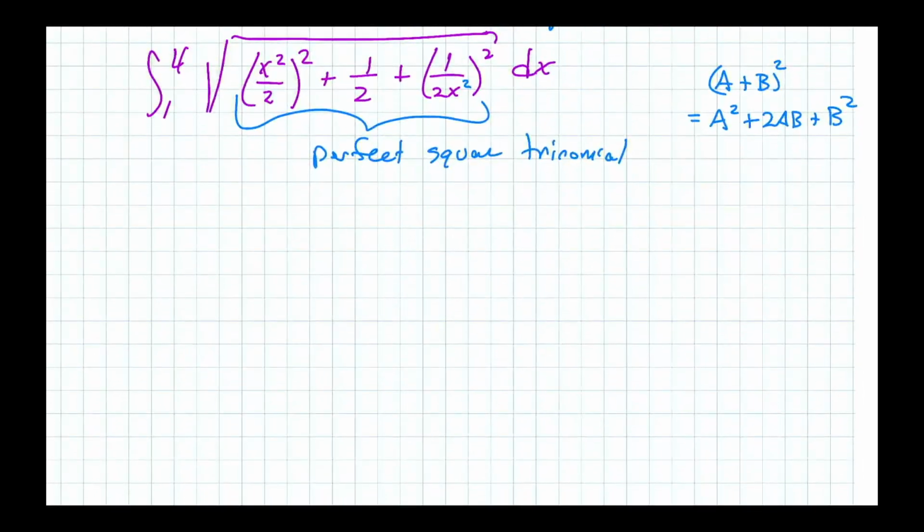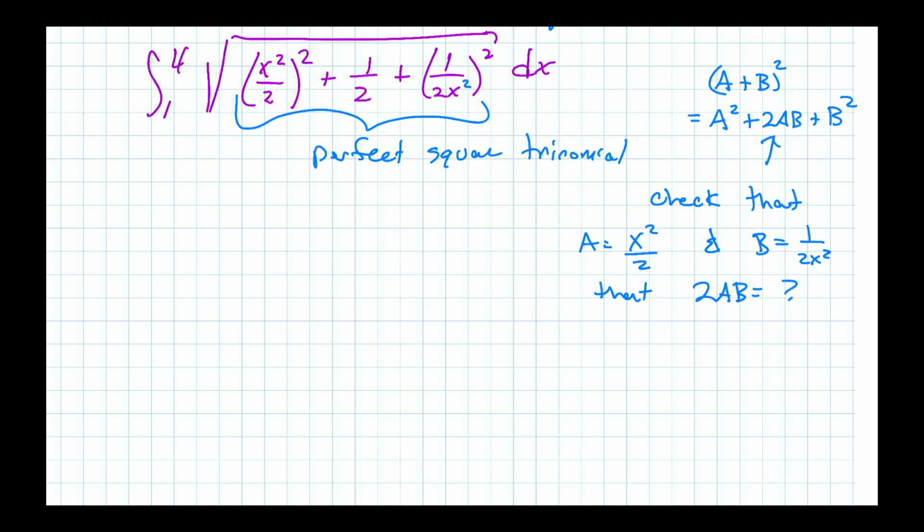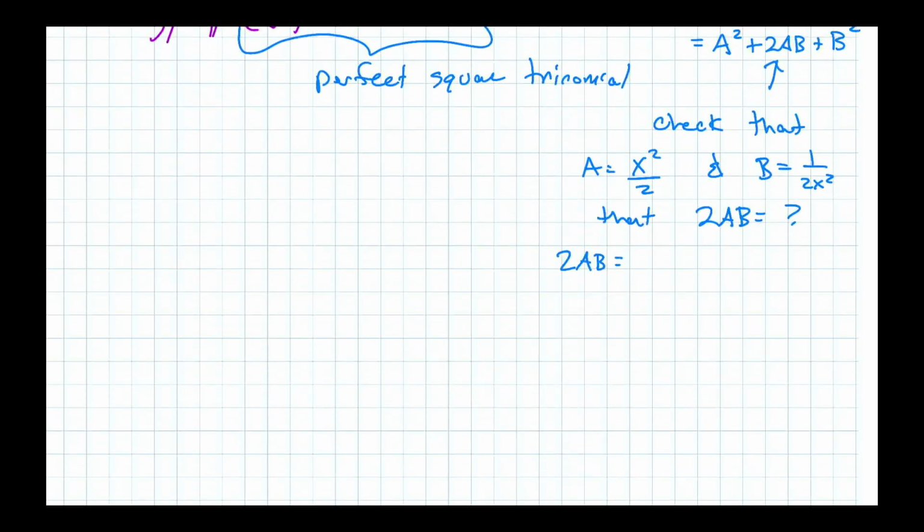Well, basically, it's just what I said over here. This is the pattern: a squared plus 2ab plus b squared. So if you just check that the a is x squared over 2, according to comparing this to this, and the b is 1 over 2x squared, that 2ab is supposed to be what? So if you work out 2ab, it's 2 times x squared over 2, times 1 over 2x squared.